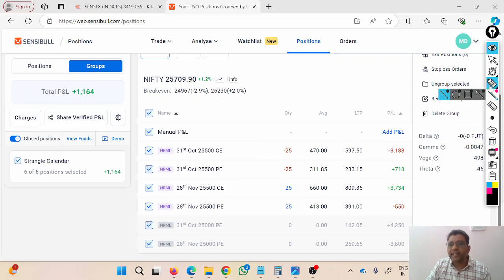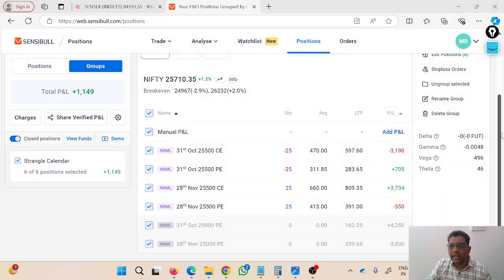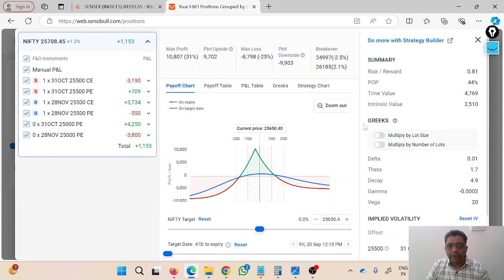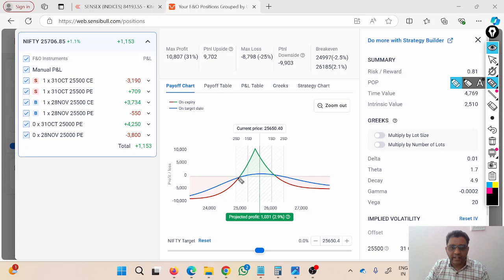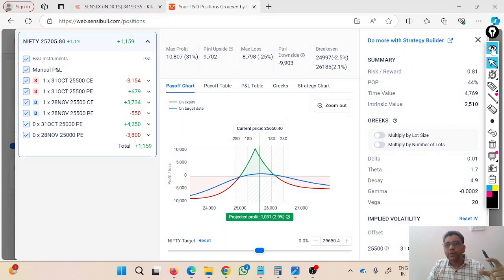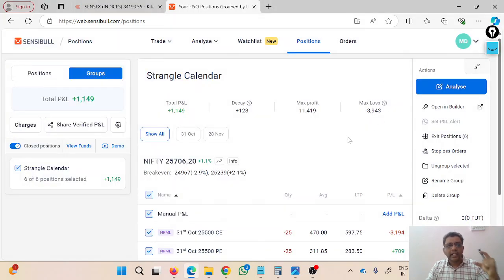Now what is a straddle calendar, what is a triangle calendar, I cannot cover in a small video. You can see the payoff graph. Now this is a typical straddle. Earlier it was like this, this and this. So slowly, depending upon the market conditions, I converted my triangle to a straddle. This is how it is working. And remember, on any day I have not spent more than 5 minutes on my trade, and that is my USP. I do not give more than 5 minutes in a day.